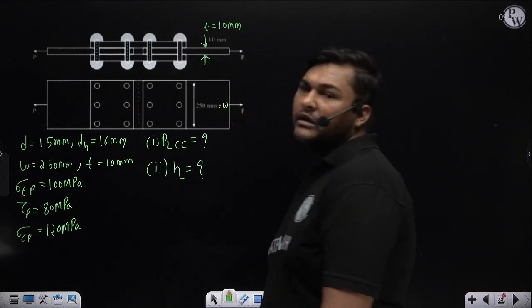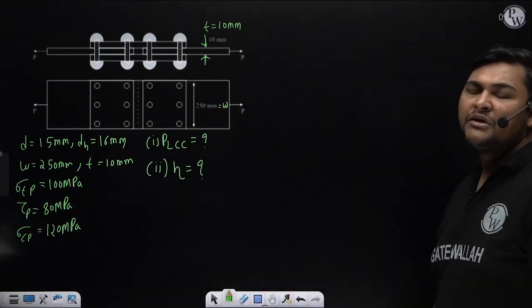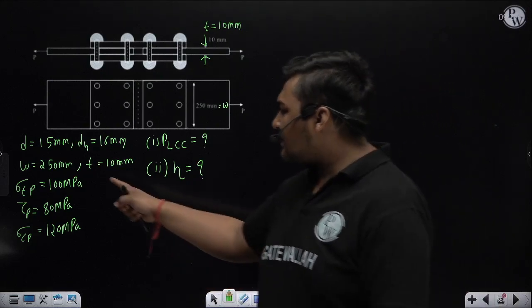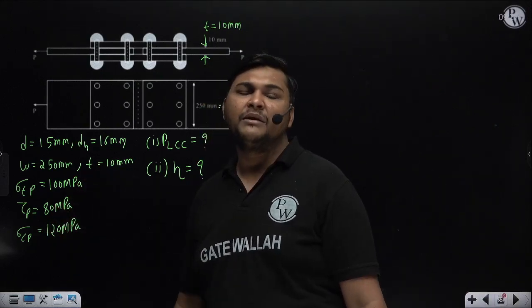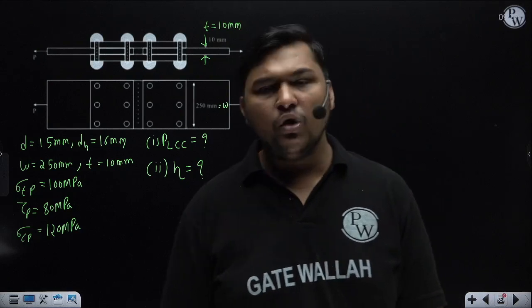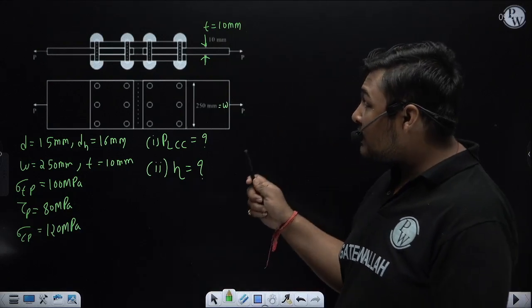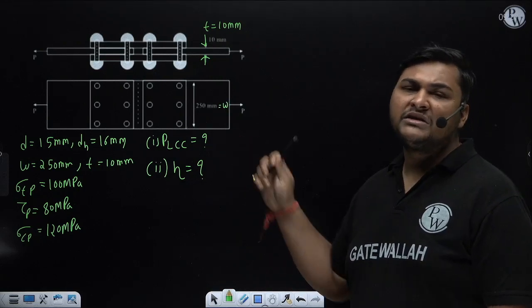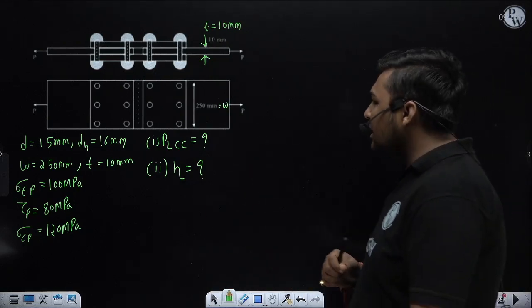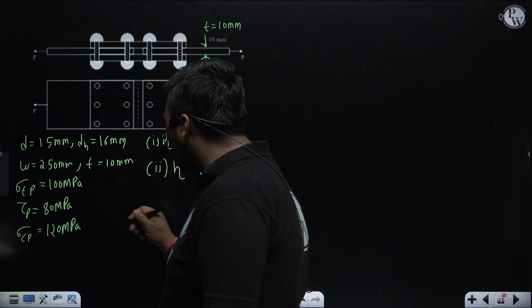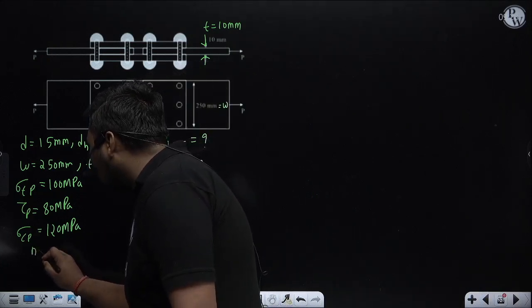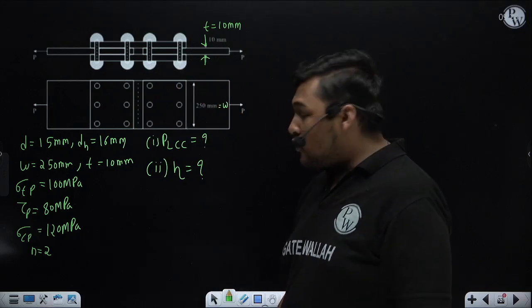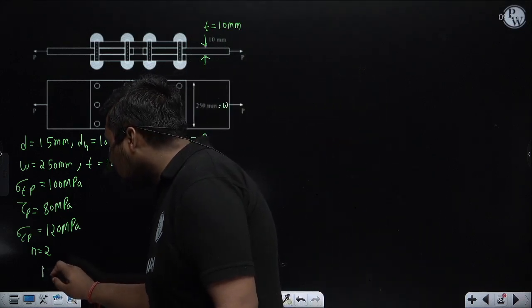Now to find actual load carrying capacity, we need to find tearing, shearing and crushing load carrying capacity, because permissible tensile stress, permissible shear stress and permissible crushing stress are given in the question. And here the number of rivets in each row is the same, which we have already discussed. So we can easily find this PT, PC and PS. Here you will write the number of rows, I am denoting the number of rows as small n, and here you can see the number of rows is 2. What is the total number of rivets?